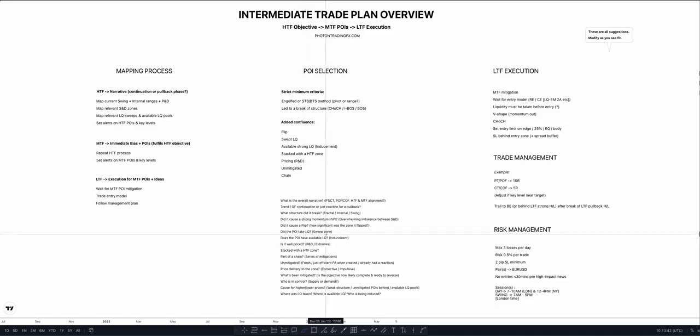Did the POI take liquidity, i.e. was it a sweep zone? We know if it does that, that increases the probability that there was BFI involvement in the creation of the zone. Does it have inducement, i.e. is there available liquidity? Again, you guys should be very familiar with this now. Is it well priced? Is it stacked within another high time frame zone? Is it part of a chain? Is it completely unmitigated, so is it completely fresh? Does it have a slight mitigation into it?